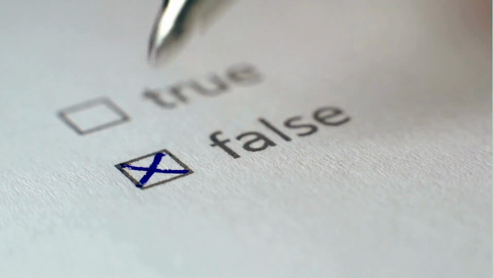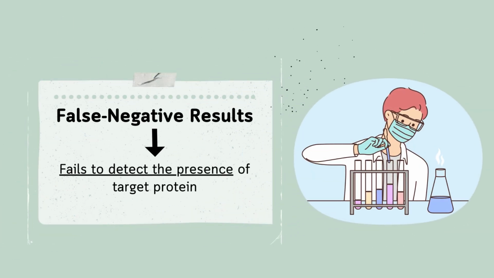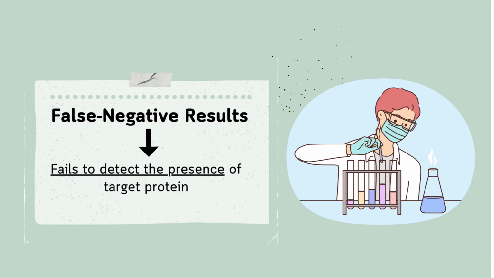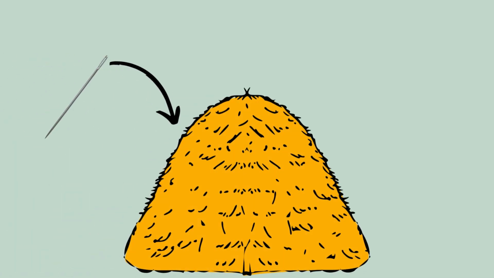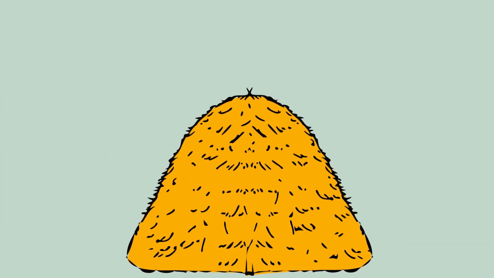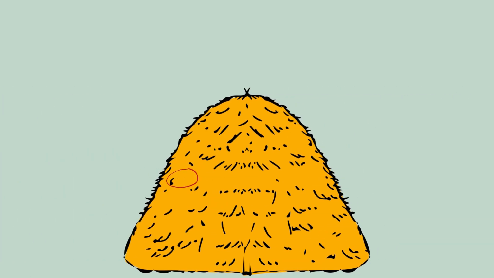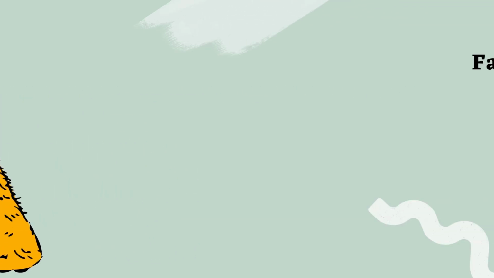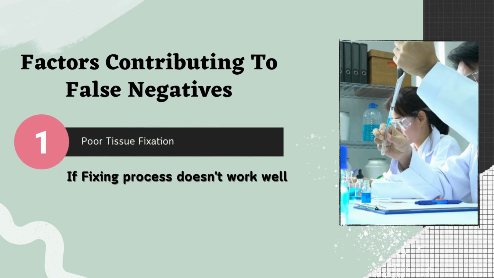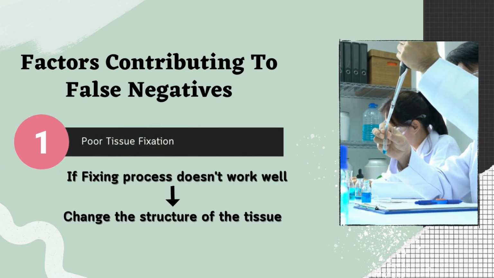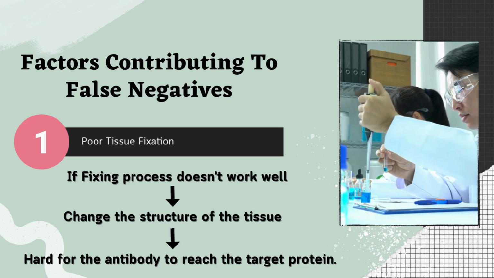False negative results are another concern. False negatives can happen when the test fails to detect the presence of a target protein in the sample, even though it's actually there. This can happen due to many factors and can mess up the interpretation of experimental results. A false negative result in immunohistochemistry is akin to searching for a needle in a haystack but failing to find it despite its presence, leading to the mistaken belief that it's not even there. One common reason for false negatives is poor tissue fixation. If the fixing process doesn't work well, it can change the structure of the tissue, making it hard for the antibody to reach the target protein.